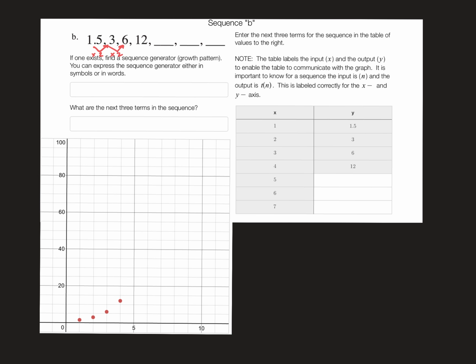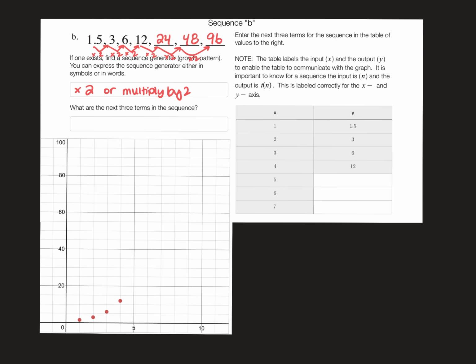If I multiply 3 by 2, I get 6. And if I multiply 6 by 2, I get 12. So let's continue that pattern. If I multiply 12 by 2, we're going to get 24. And then multiply 24 by 2, you're going to get 48. And then multiply 48 by 2, and you're going to get 96. So your sequence generator is either times 2, or you could write multiply by 2, whatever you're most comfortable with.